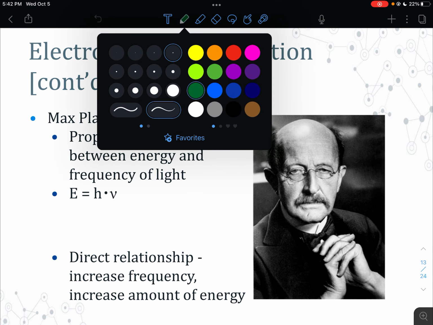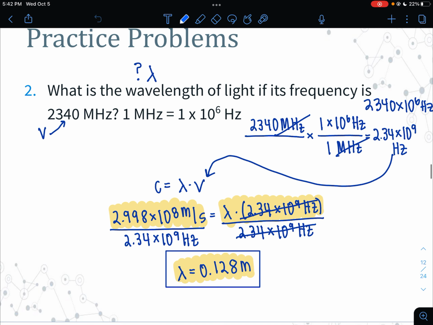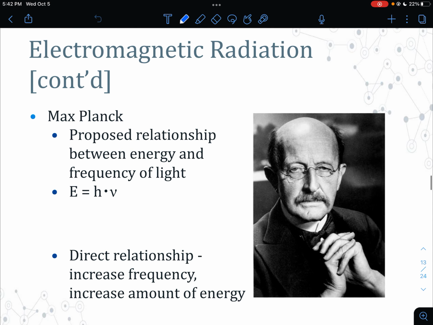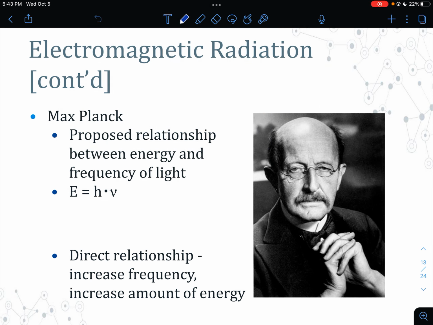All right, so we talked about the relationship between wavelength and frequency, so they always multiply to equal the speed of light. We can also relate the frequency of light to energy. So this was done by Max Planck, and he proposes a relationship between energy and frequency. And it's this equation here.